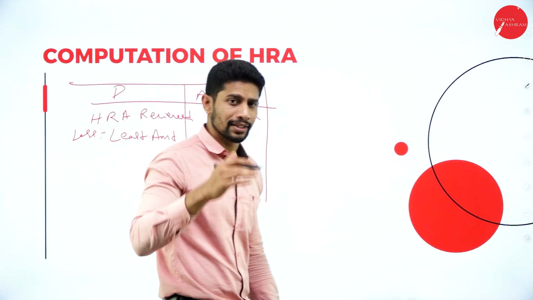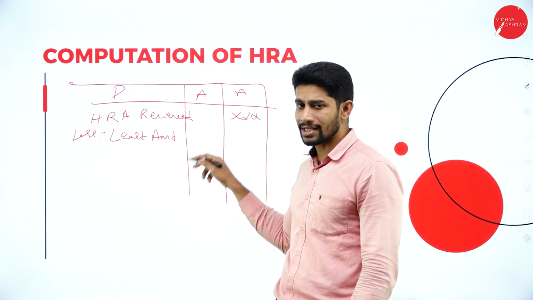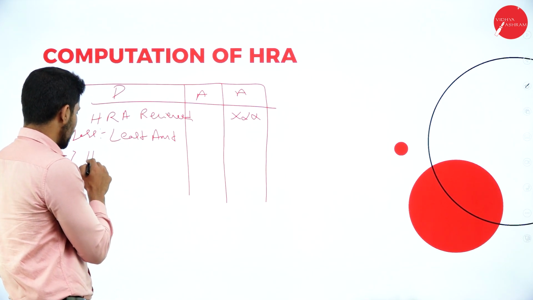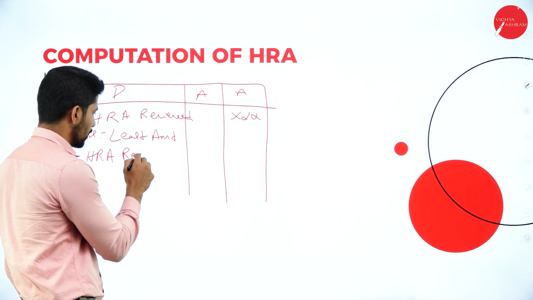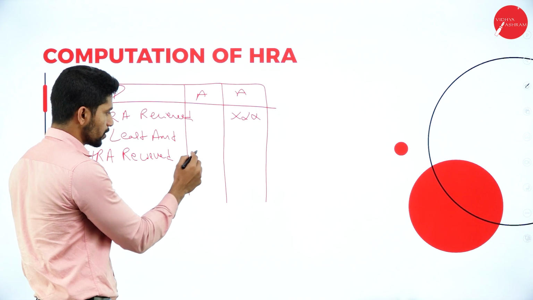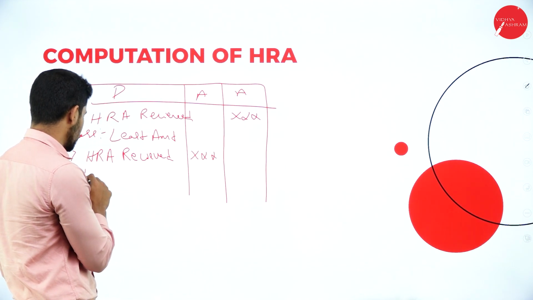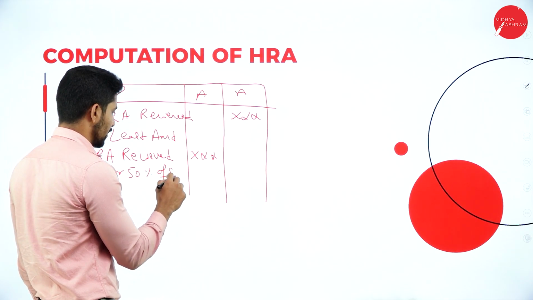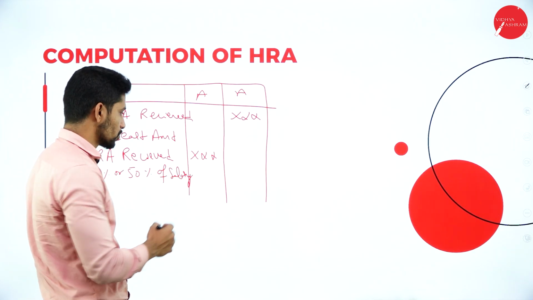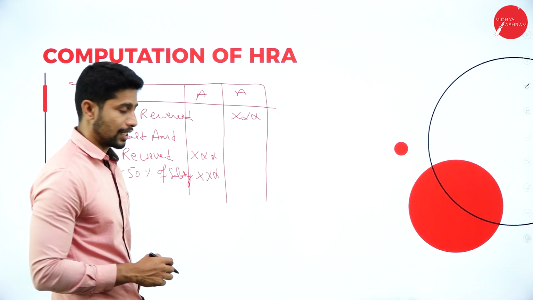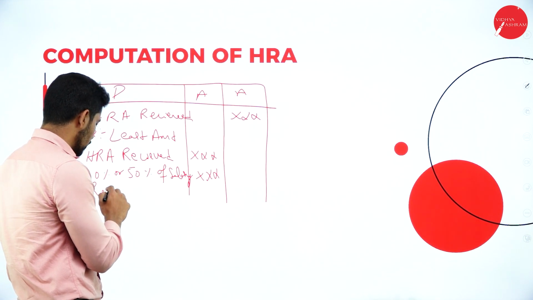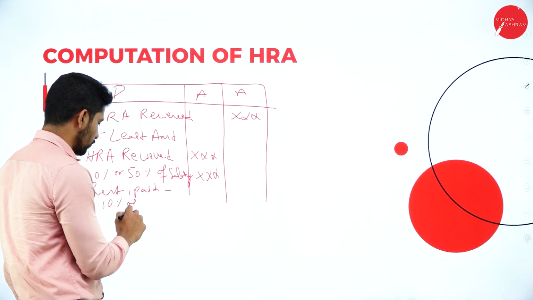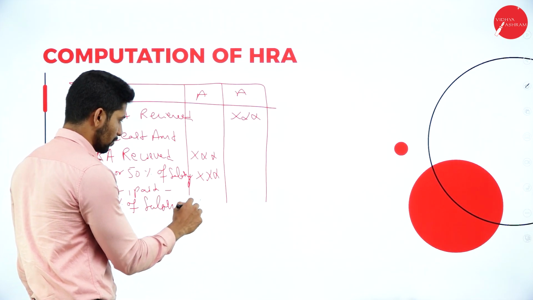So we are going to write 3 points. Whichever is the least amount among these 3, you are supposed to deduct that amount from the outer column amount. In least amounts, the first point is again HRA received. Whatever you write in the outer column, the same amount you take here. The next point is 40% or 50% of salary. I will tell you what salary is. And the next is rent paid minus 10% of salary.